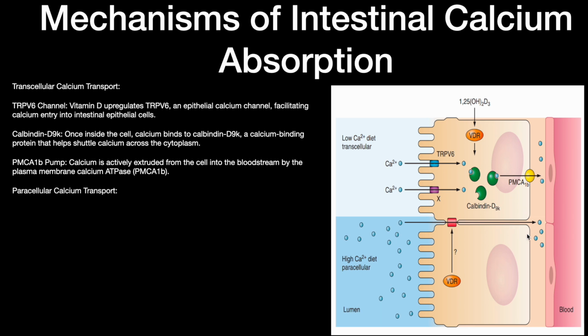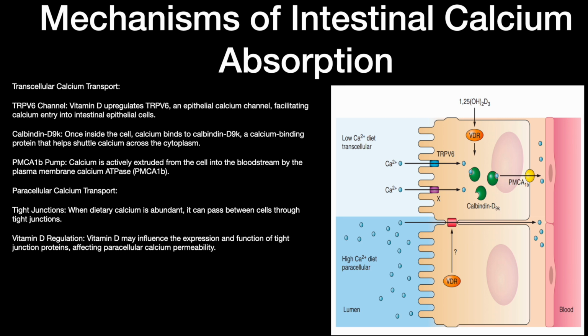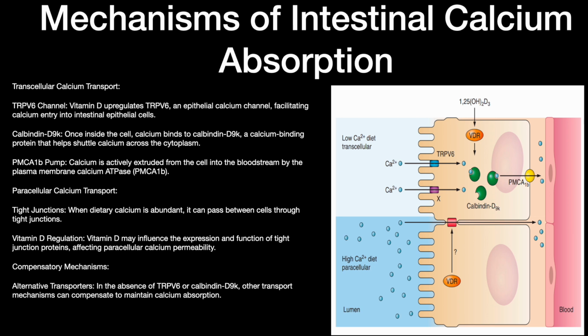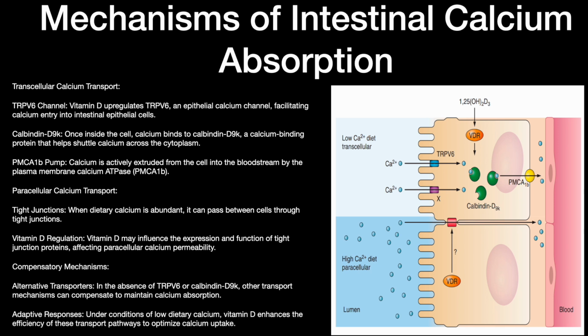Then you have paracellular calcium transport, as you can see a channel over here. So we have tight junctions. When dietary calcium is abundant, it can pass between cells through these tight junctions. Now, vitamin D may influence the expression and function of the tight junctions, affecting paracellular calcium absorption. However, how vitamin D does it is not something which has been established as of now. Then we have compensatory mechanisms, that is alternate transporters. In the absence of these channels, other transport mechanisms can compensate. Under conditions of low dietary intake, vitamin D enhances the efficacy of the transport mechanisms, optimizing calcium uptake.